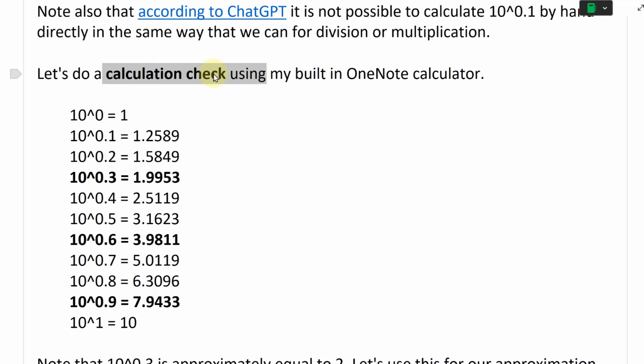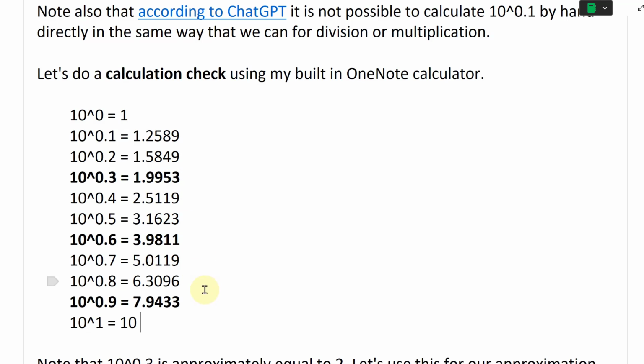So let's do a calculation check first using my built-in OneNote calculator. If you go 10 to the power of 0, anything to the power of 0 is defined as 1. And if you go 10 to the power of 0.1, you just press space here, it gives 1.2589. Doing that for the rest, you get these all the way to 10 to the power of 1, which is just 10.